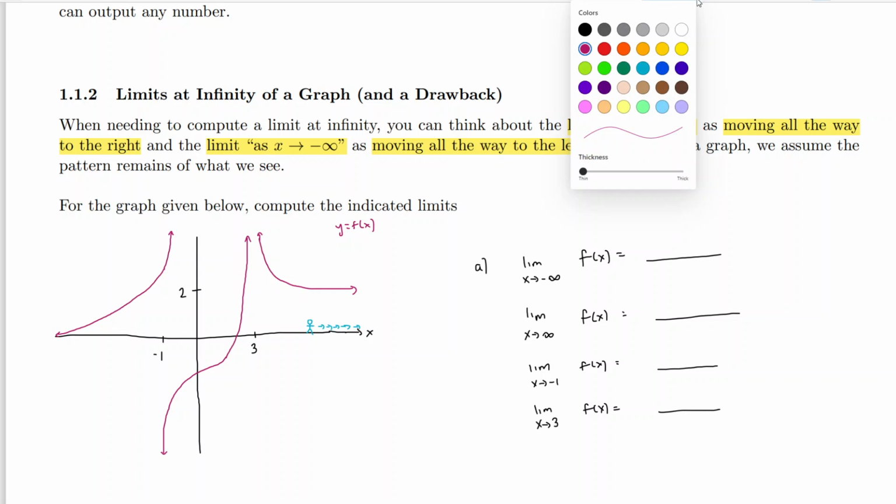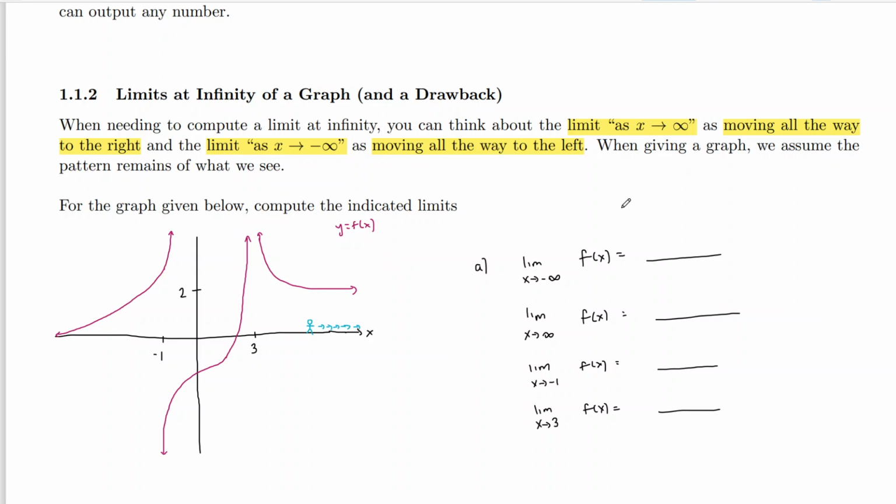All right, now with that said, I want to go ahead and just jump into this problem. We have the limit as x goes to negative infinity, and then a couple others that aren't limits at infinity. Let's do the negative infinity one first, just because it's the first one in order. And we want to walk towards negative infinity for x. So we want to keep going to the back forever, to the left.